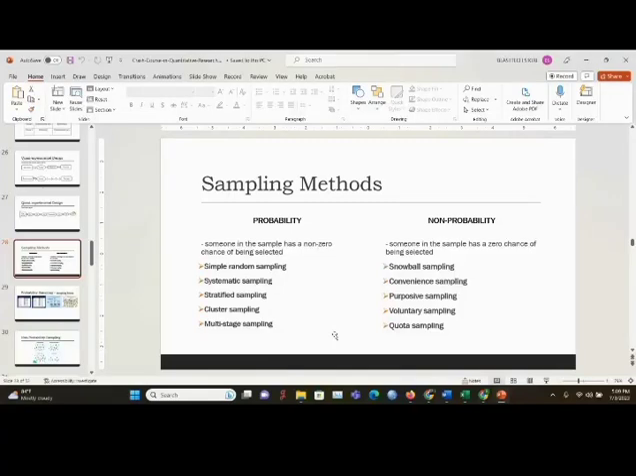Is we call the sampling methods. Okay. Can you see the screen that is being presented? Can you see that? Yes, sir. Okay, thank you.